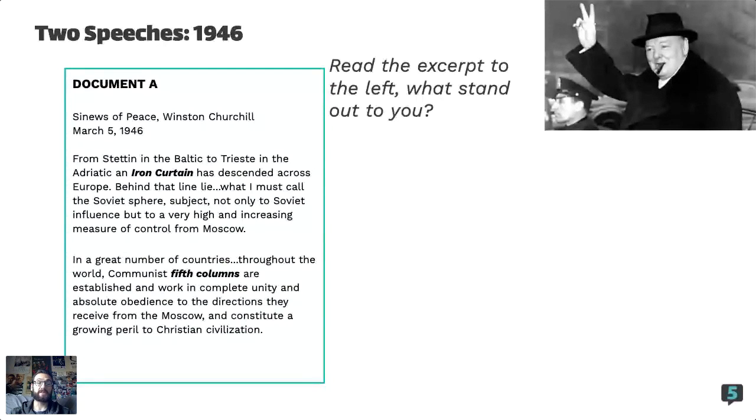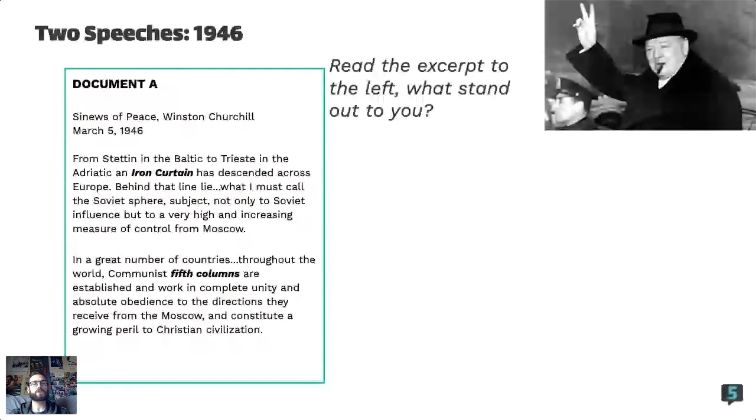The Iron Curtain. Is the Iron Curtain the Berlin Wall? That is an interesting question. The answer is the Iron Curtain is a metaphor that the Berlin Wall later became a really good example of. But when you think about this word Iron Curtain, what does this visual image imply? It's a divide, right? So it's a metaphor.